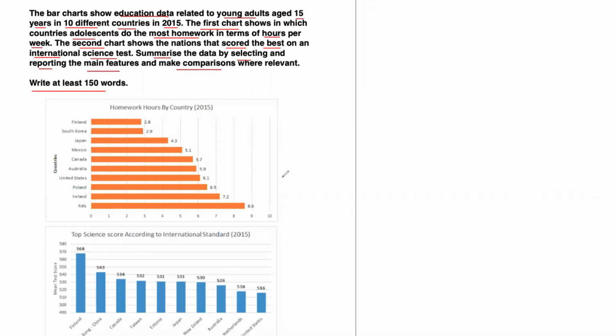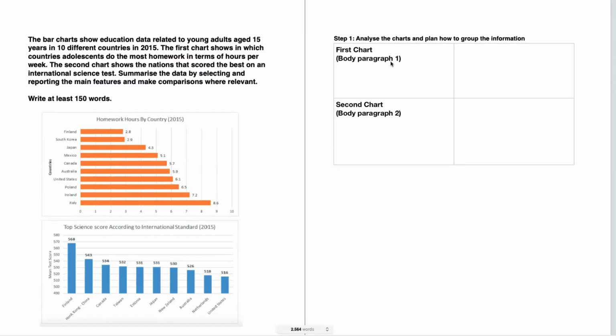Okay, so this is quite tricky. There's a lot to look at. Okay, but we would still approach this as we do with any other bar chart or line graph. We want to analyze the charts and plan how to group the information, and we're going to do so like this. So we have the first chart, which will be our body paragraph 1. I'll show you the outline in just a bit. And then the second chart is going to be our body paragraph 2. And like we saw earlier, we want to understand what is given in each chart.